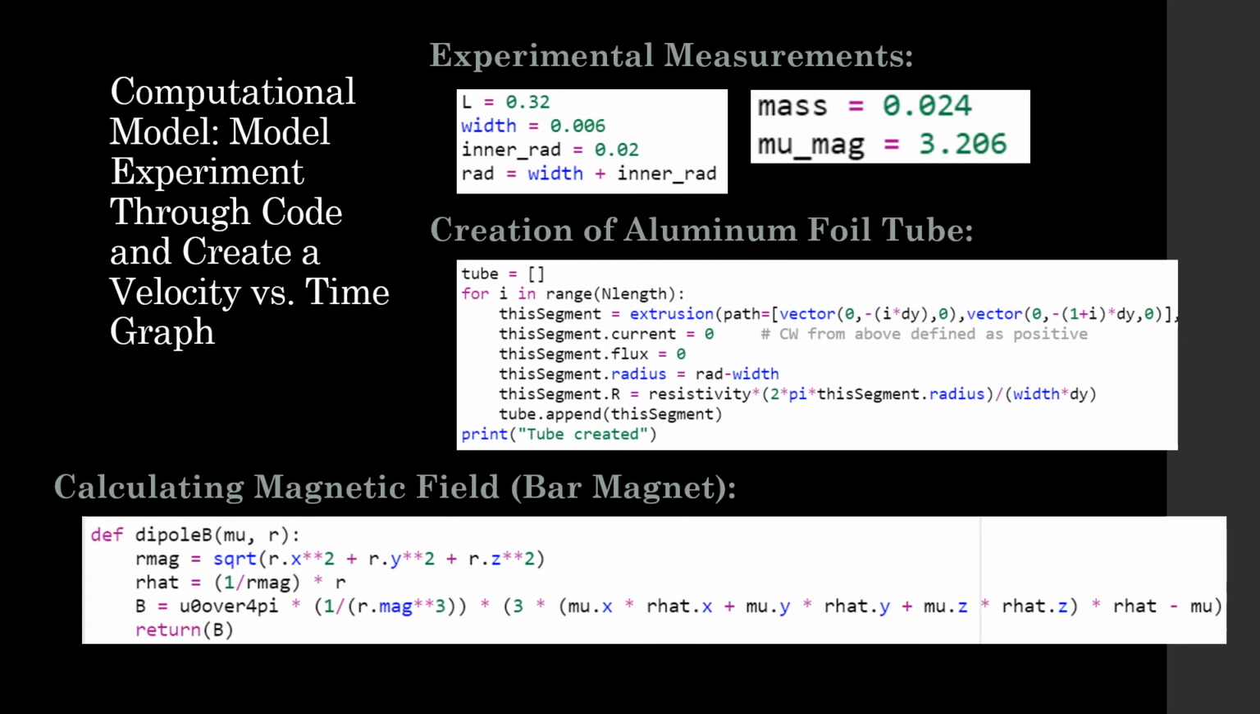I included the experimental measurements that I explained earlier, including the length, width, inner radius and outer radius of the tube, as well as the mass and the dipole moment of the magnet. The second segment of code shows a for loop creating the tube of aluminum foil and shows that it was created by segments of loops of conducting material. Additionally, I used the magnetic field formula that I showed earlier to create a function calculating the magnetic field created by the bar magnet at a certain location.